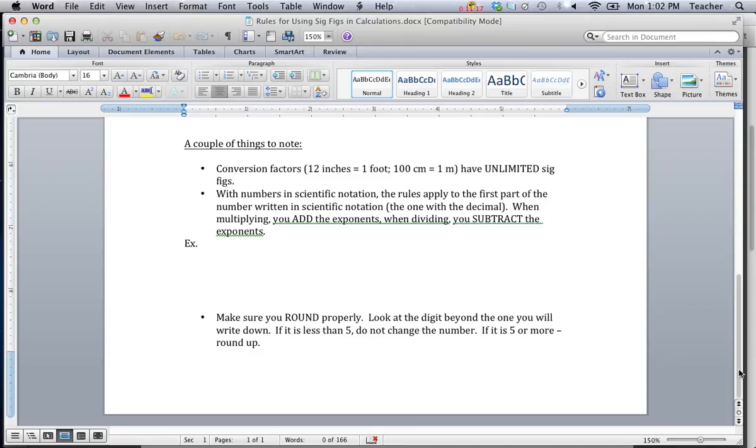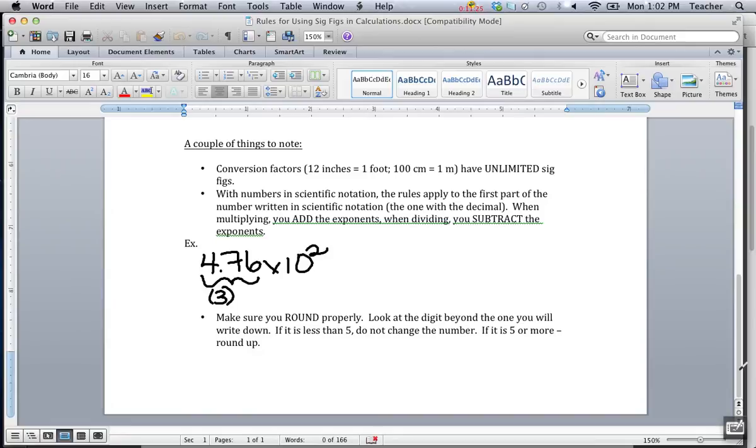When I have a number that is in scientific notation, the rules apply to the first part of the number written in scientific notation, the 1 with the decimal. And then it also talks about when multiplying you add the exponents and when dividing you subtract. So let me show you something here. If I have this number, okay, this is the only component that actually counts for sig figs. And in this case, it's always going to be the Pacific rule because the decimal point is always present in scientific notation. So in this case, this has 3 sig figs. Okay.